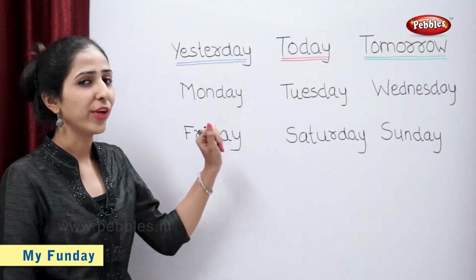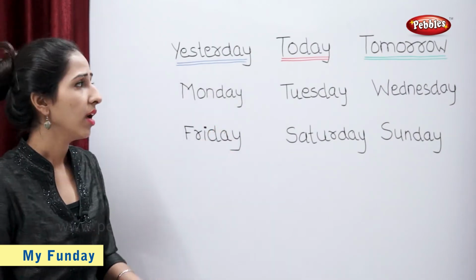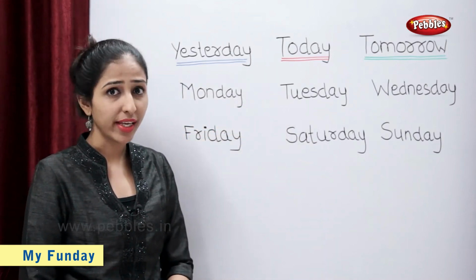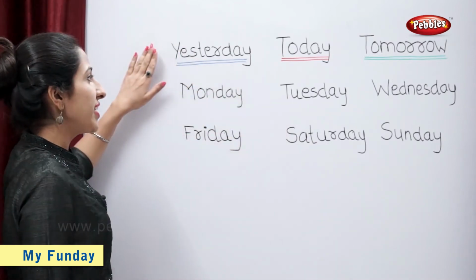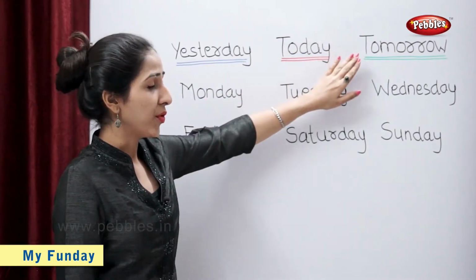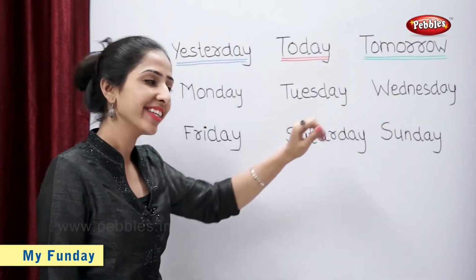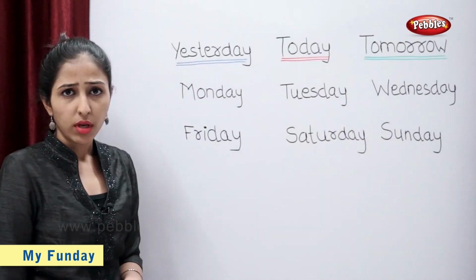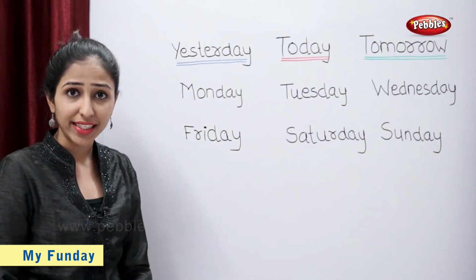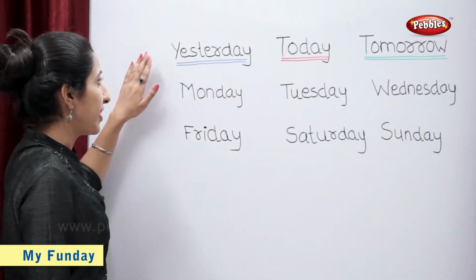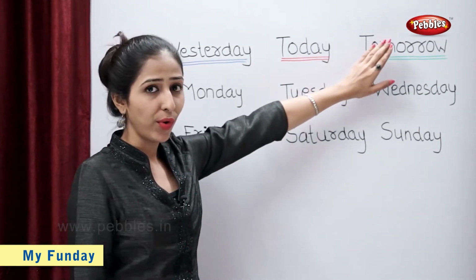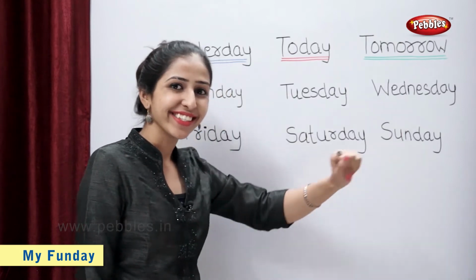Let's take few more examples. Suppose today is Tuesday. So on Tuesday we say that yesterday was Monday. Tomorrow will be Wednesday. Suppose today is Saturday. So on Saturday, we say that yesterday was Friday and tomorrow will be Sunday.